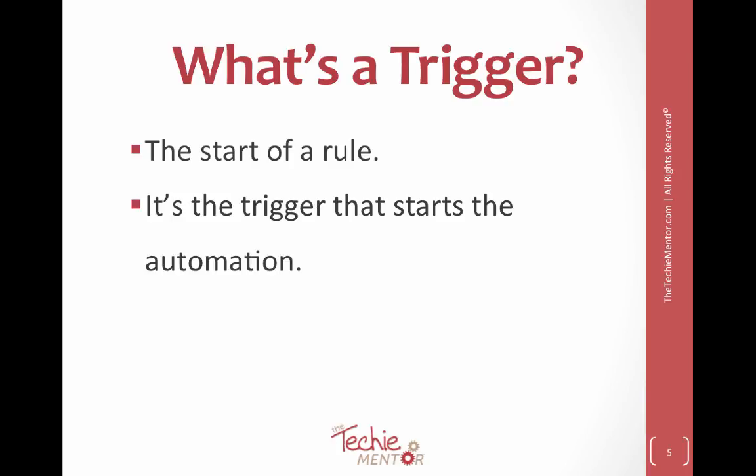So a trigger is what starts the rule. Okay, that's what starts the whole automation. Something has to happen. There has to be a trigger. Somebody signed up on your website. They clicked a button. They filled out a form, right? It's actually the trigger that starts the automation. This is the first step in that whole automation.